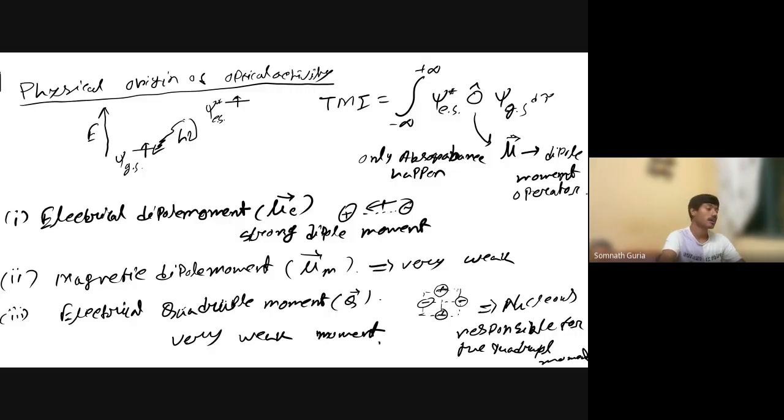Okay, so as it is a very weak moment, we are not considering it, as it does not show any responsibility for the electrical transition, that is, the electron transition in the UV and visible region.